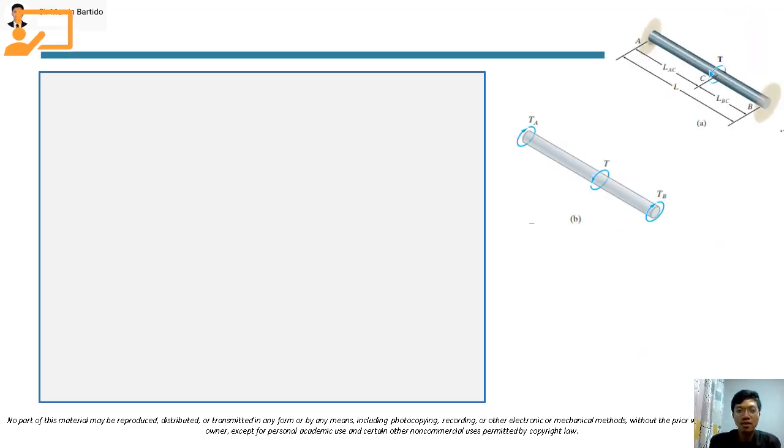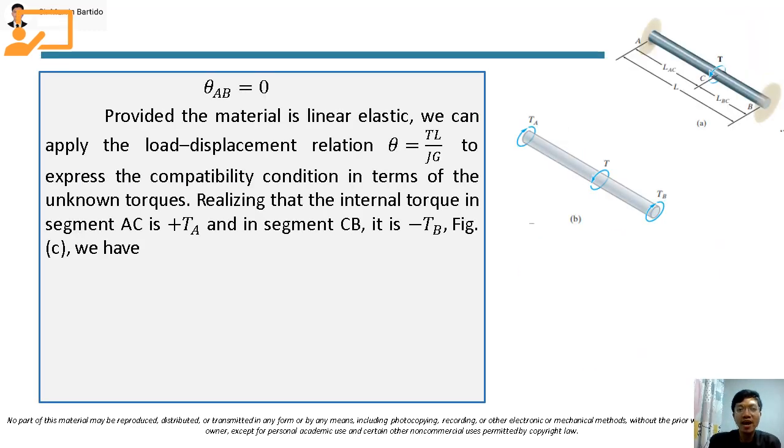So from this compatibility, provided that the material is linear elastic, we can apply the load-displacement relation theta is equal to TL over JG to express the compatibility condition in terms of the unknown torques. So realizing the internal torque in segment AC, class, this is the segment AC, right? If we are going to cut here just to know the internal torque in segment AC, this will be the internal torque.